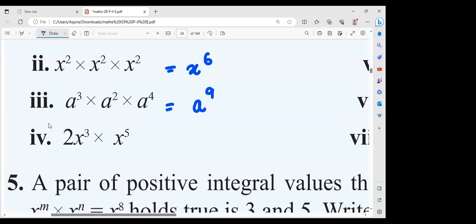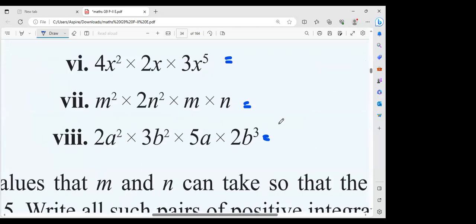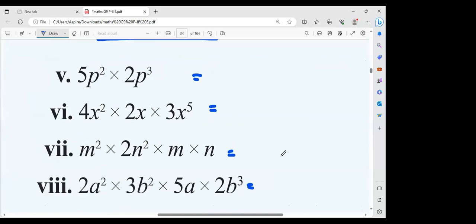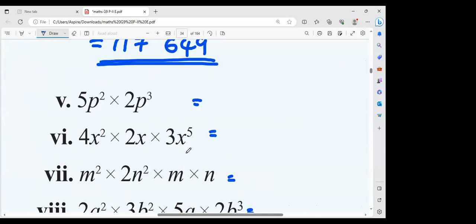Good. Then here, what is the answer? 2x to the power of 8. Yes, 2 times x to the power of 8. Because there's no coefficient here, that means the coefficient is 1. Then 2 times 1 is 2. X to the power of 3 times x to the power of 5 means x to the power of 8. Okay, then look at here. What is the answer here? 5 times p to the power of 5.